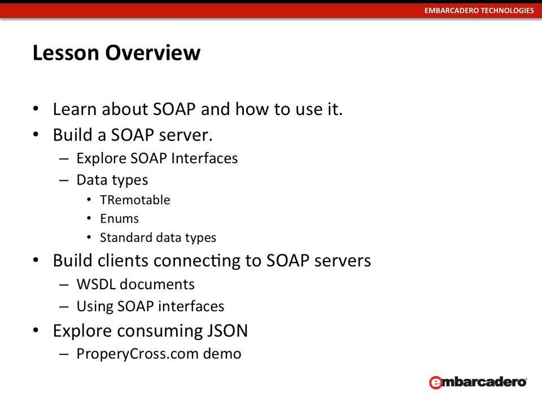Once we've built some clients using SOAP as well, we'll then finish off by exploring around and consuming JSON. And I'm going to do this using an example of some code that's been put together, and I'll point you to where you can go and get that code as well, which is for the propertycross.com example. And there's an extended video if you want to find out more about the propertycross.com project from CodeRage. So just go to embarcadero.com/CodeRage.